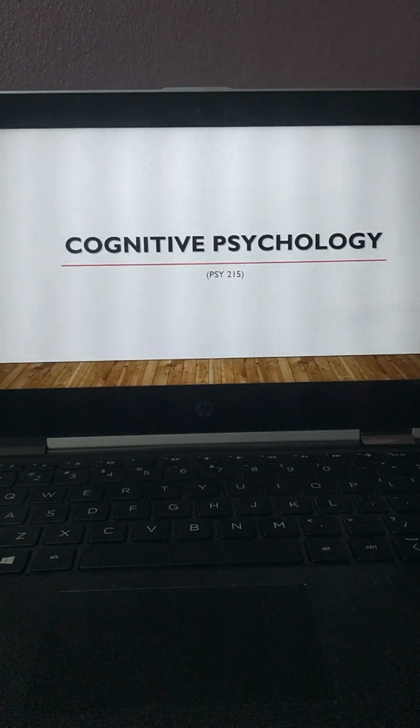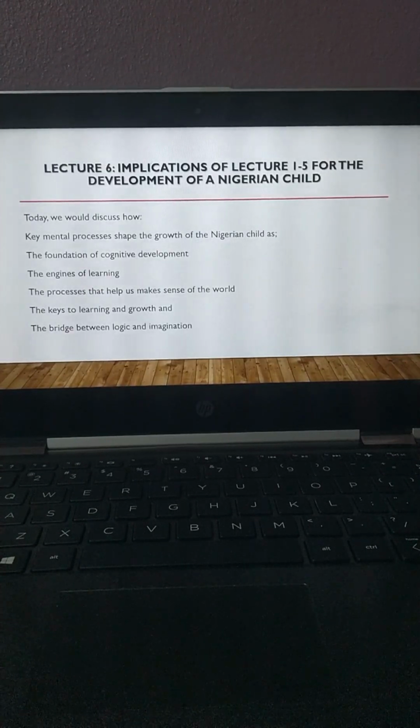On today's discussion on the course Cognitive Psychology, we are going to be talking about the implications of Lecture 1 to 5 for the development of a Nigerian child. So, we are going to be summing up Lecture 1 to 5 and talking about how it affects the development of a Nigerian child or even children in general.